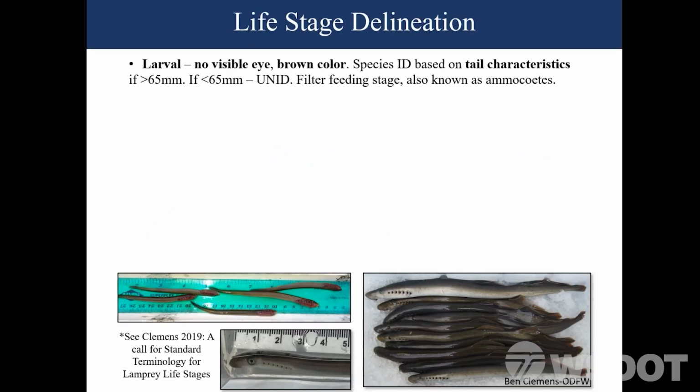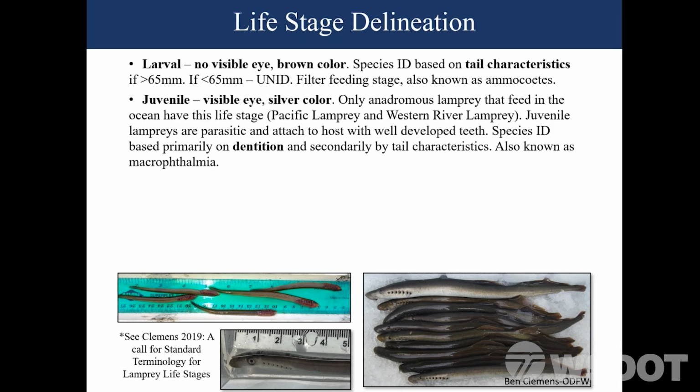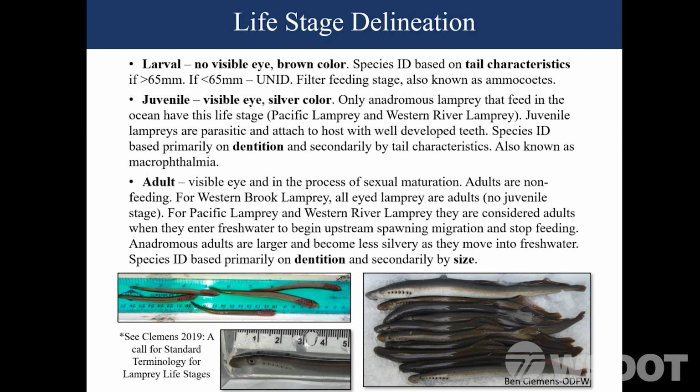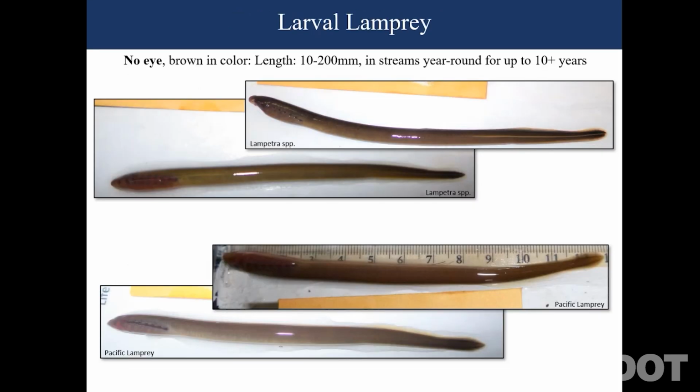So this is just a quick review. Larvae, no visible eye, brown in color. Juveniles, visible eye, silver in color, we're using dentition. And adults are going to be our largest lamprey. We're using dentition and size.